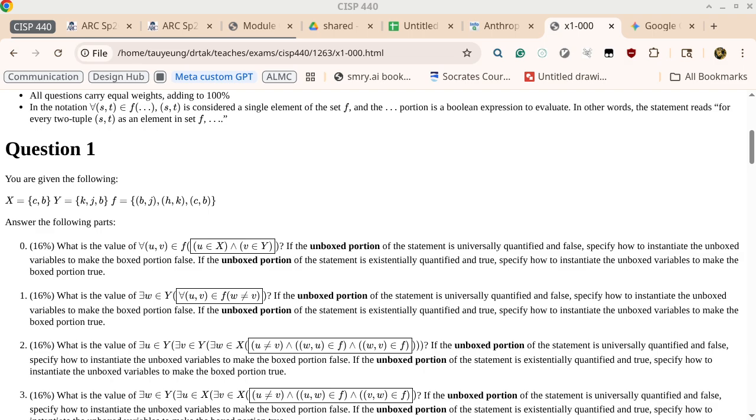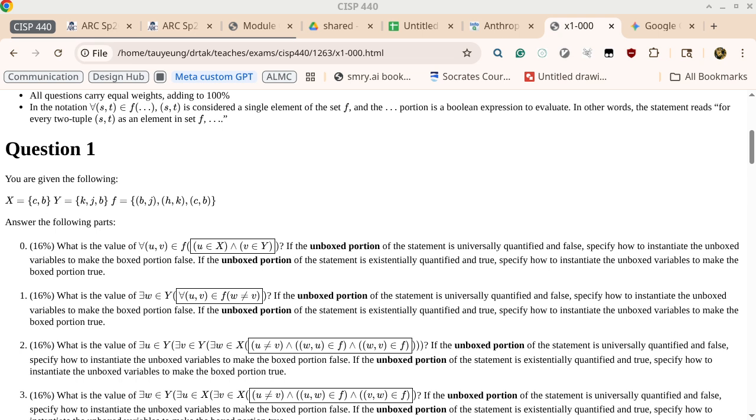Does anyone want me to go over the exam, or do you just want to move on to the next topic? The grading is gonna be a while, but I can at least tell you which one is which, so you can get an idea of how you did. Yeah, sure. We can start with question number six.